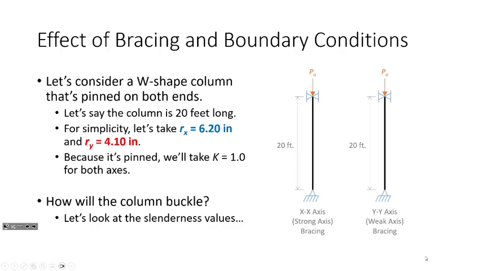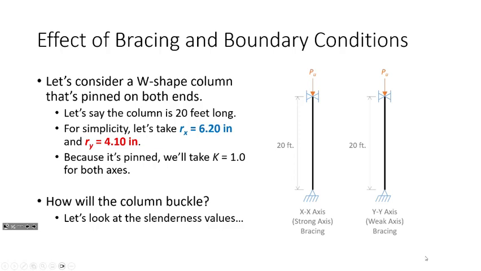Now let's do KY LY over RY. So 1.0, 20 feet, 12 inches per foot. And then now 4.1 inches. We'll do it. So what do we get for this? 58.54. About a second. Okay, all right.